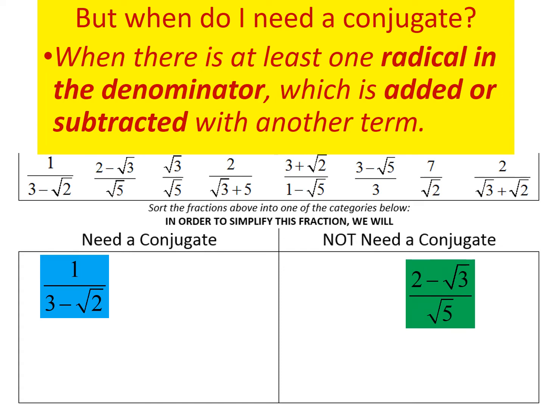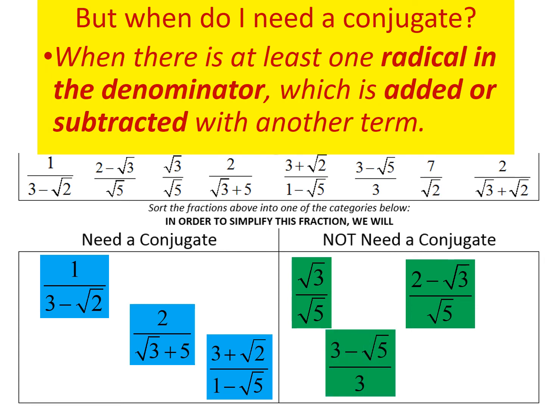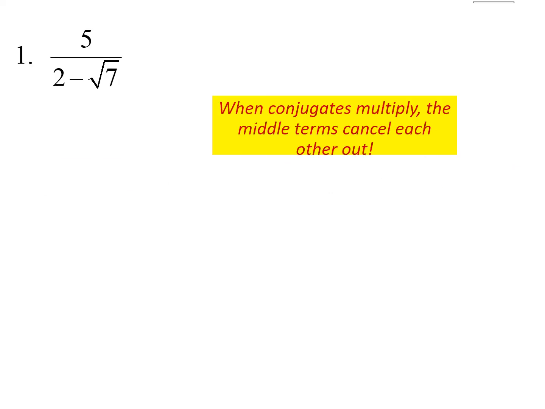We can just rationalize, multiply by the square root of 5 so it can come out. Here, no conjugate needed. Here we have 2 terms being added. We definitely need a conjugate. Definitely a conjugate. Not a conjugate, not a conjugate, need a conjugate. All right. So let's get started.